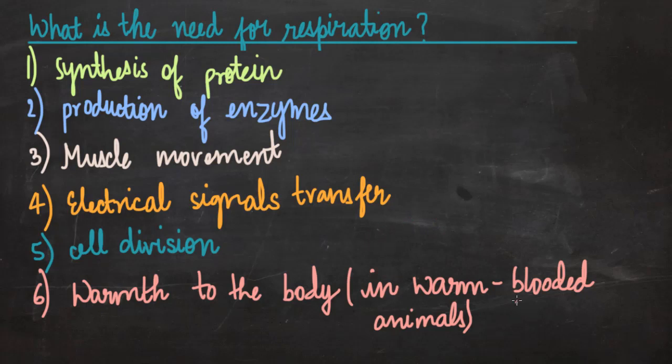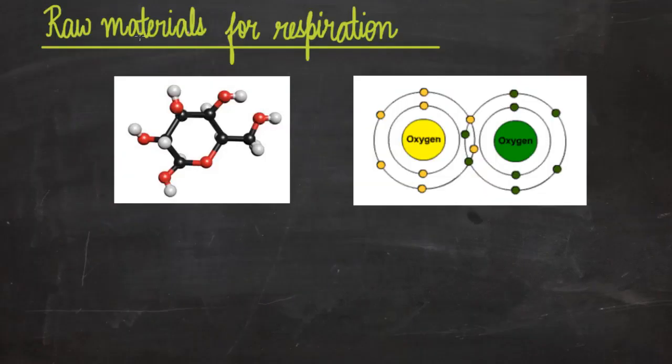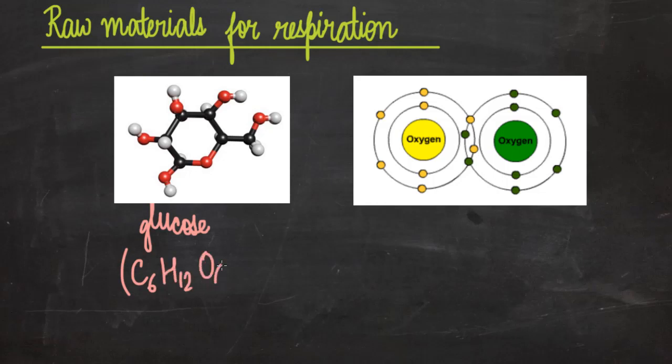But now we need to find out what raw materials are actually required for respiration. We have two raw materials for respiration. The first is a 6-carbon molecule called glucose. This is a 3D picture of the glucose molecule, and the glucose formula is C6H12O6. This glucose is broken down into smaller components. In this process, energy is released.